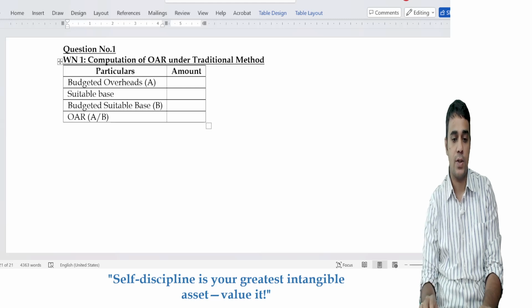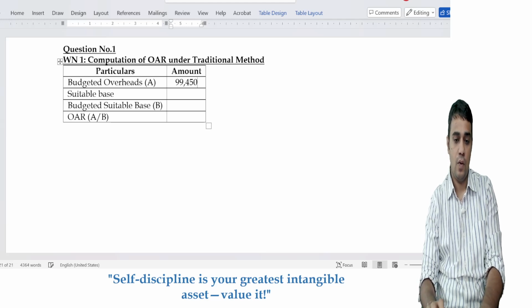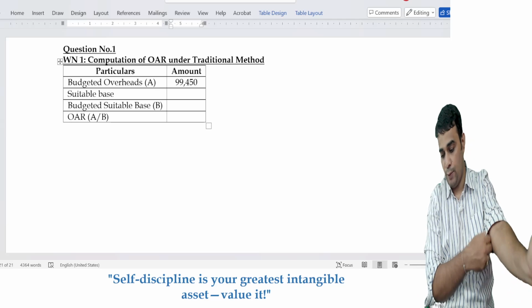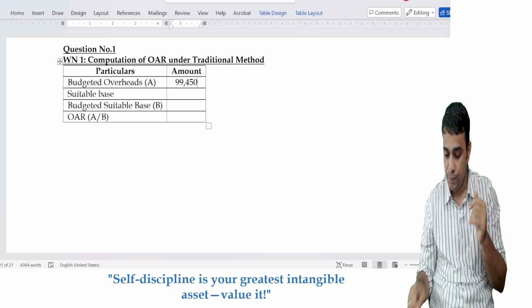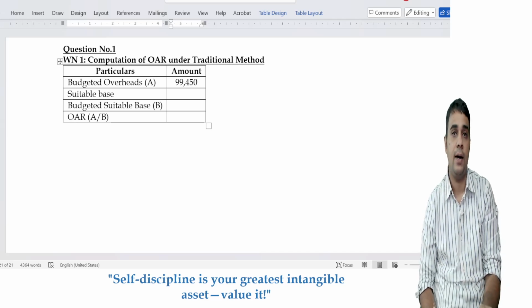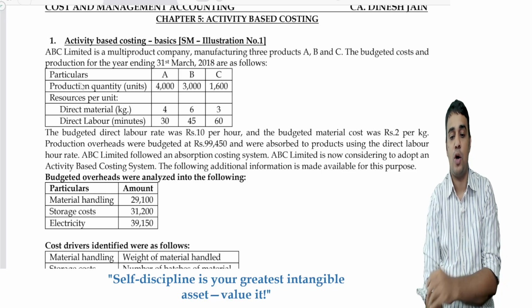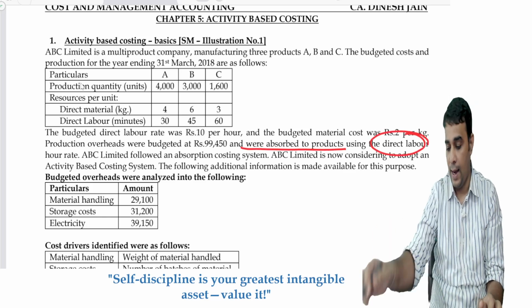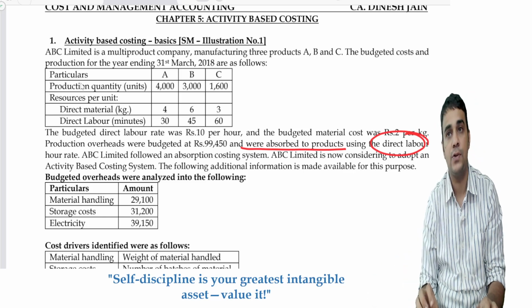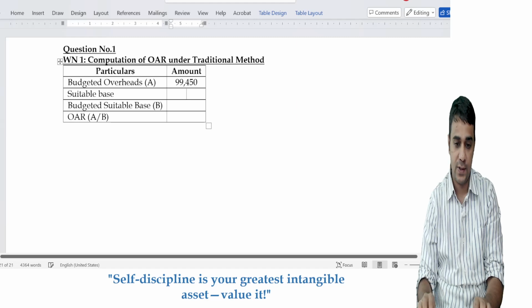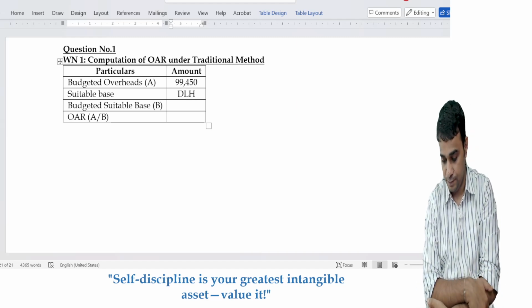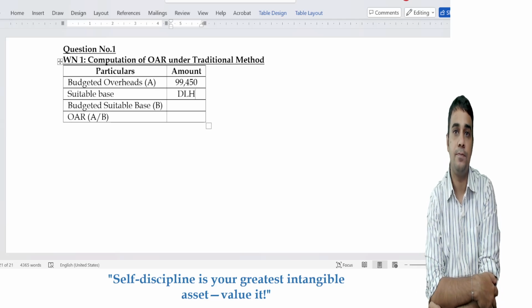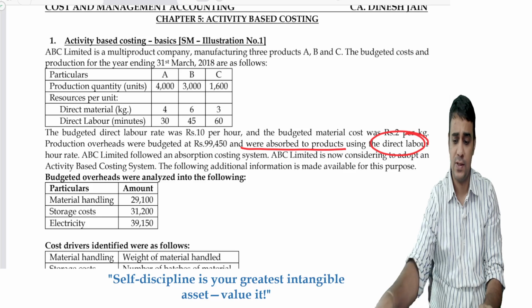Straightforward, simple question. Budgeted overheads, read the question and tell me how much is the budgeted overheads. 99,450. Live online guys, you can type it. Suitable base under the traditional method. Under the traditional method, our basis of absorbing overheads is what? Absorb to the products using direct labor hour rate. So suitable basis DLH, direct labor hours. Now what is budgeted suitable basis?